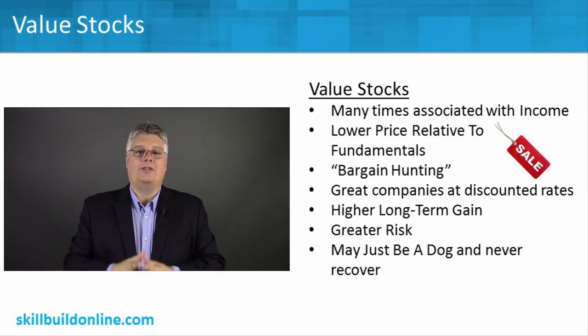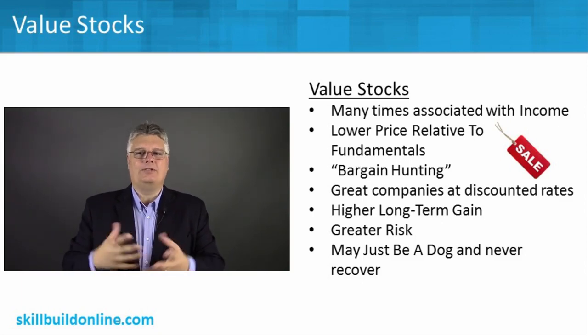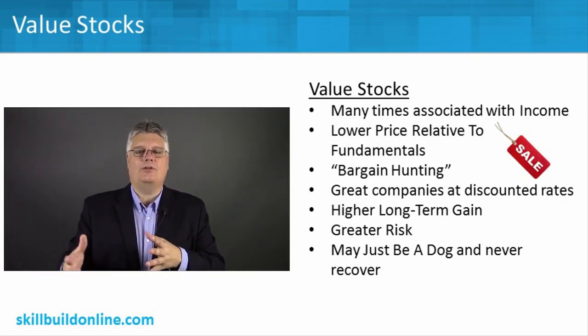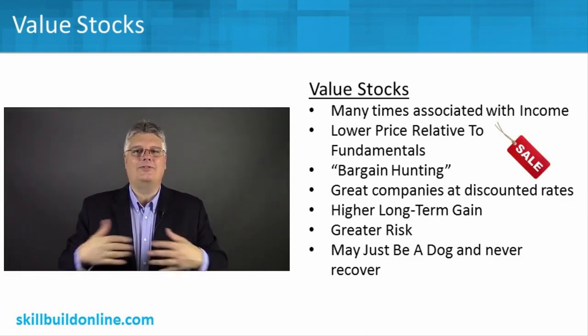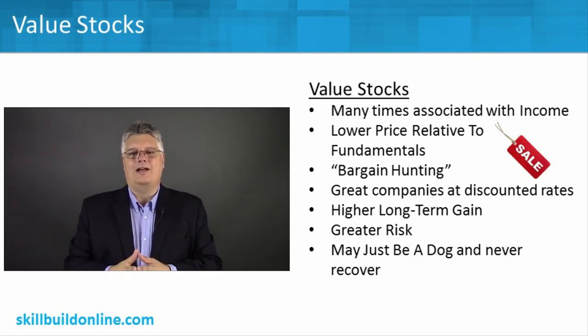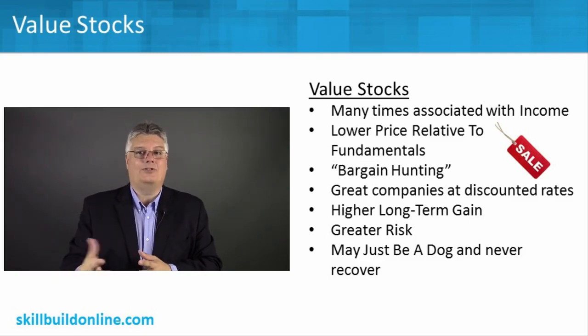A lot of times value stocks can have a greater risk. That's where they differ from income stocks, true income stocks. A true income stock is usually a larger company that pays a regular dividend. Maybe it's a company like Johnson & Johnson that's paid dividends for 50, 60, 70, 80 years. Companies that have paid dividends for that long are probably not very risky overall.